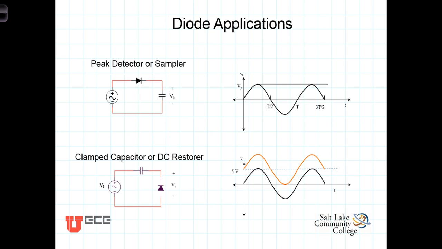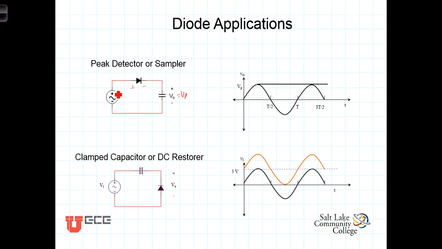This next circuit is known as a peak detector or a sampler. In this circuit, we replace the resistor with a capacitor. During the positive part of the cycle, once again assuming an ideal diode model, there will be no voltage drop across here, and whatever the input voltage is will show itself on the capacitor, and the capacitor will charge up to that voltage. The capacitor will just track the input voltage during the first half cycle. And it will charge up to a voltage equal to the peak voltage of the input, whatever that peak is.